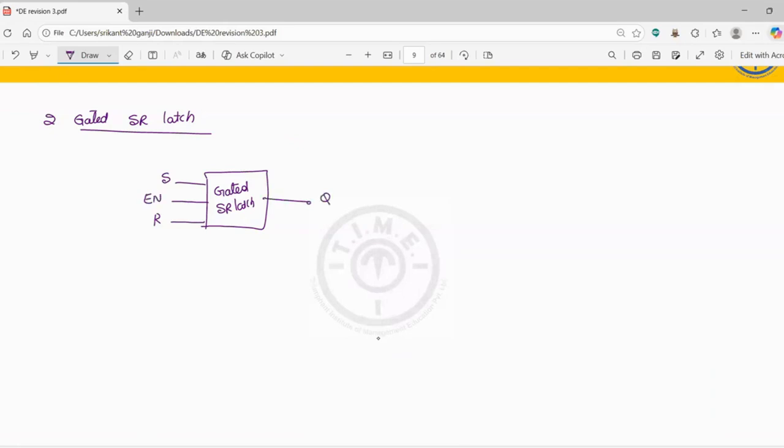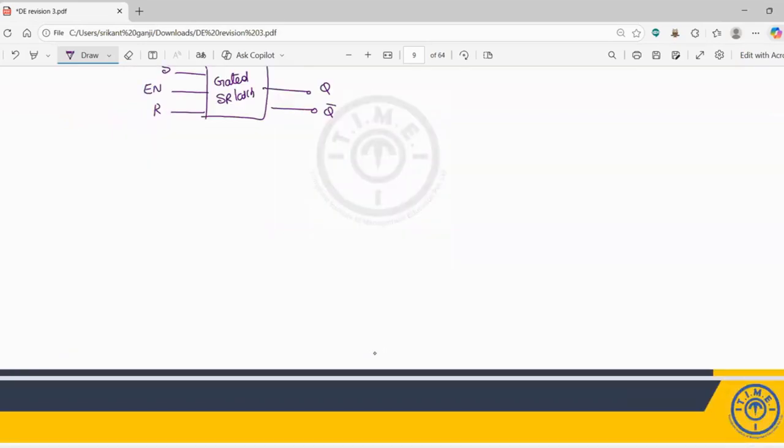Gated SR latch. In the gated SR latch, we have an enable input. So there is a set and a reset, and one more input is also there. That is called the enable input.